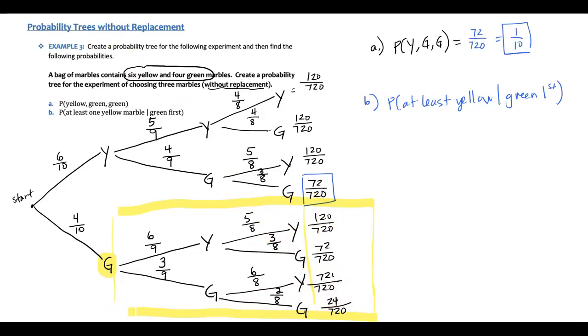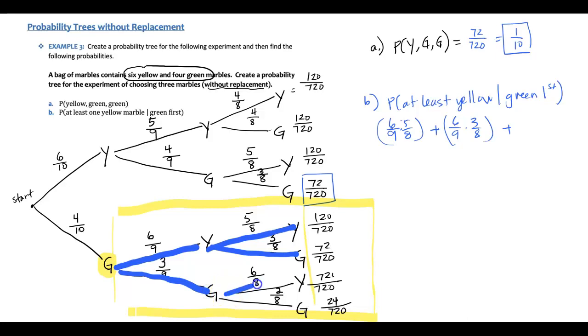Okay, and so following that, we see that if we want at least one yellow, we need to follow the yellow branch, which is 6/9 times 5/8. We would also follow the yellow-green branch, which is 6/9 times 3/8. And there's another branch that meets this description of at least one yellow, and that would be green and then yellow. And that's a probability of 3/9 times 6/8.